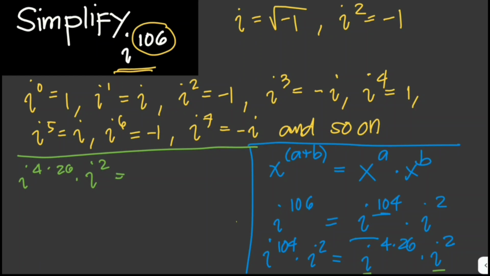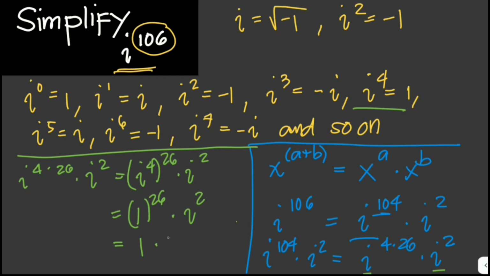This can be written as i to the 4th, to the 26, times i squared. Then plug in the value of i to the 4th, which is 1. So we can write this as 1 to the 26 times i squared. 1 to the 26 is just equal to 1, and i squared is equal to negative 1. So 1 times negative 1 is equal to negative 1. Therefore, i raised to the power of 106 is equal to negative 1.